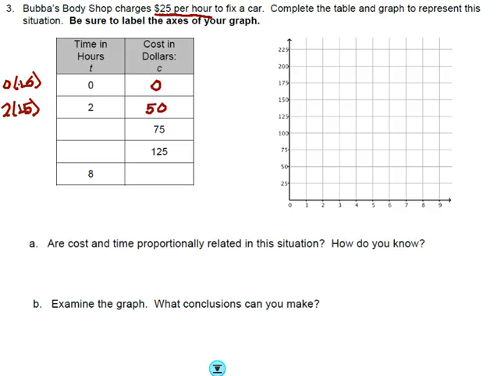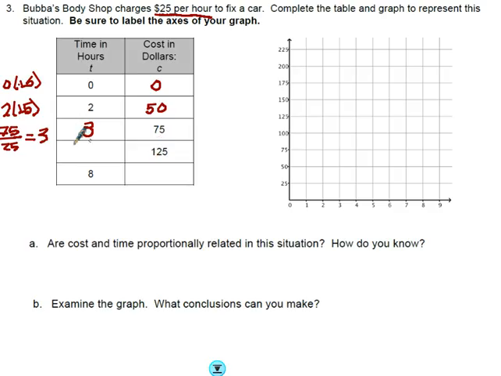So if you're paying $75 to fix the car, how many hours did it take? You can guess or you can work backwards, but mathematically what you could do is divide 75 by 25. So if you do 75 divided by 25, and notice I always use fractions for division, you're going to get 3. So that means it's going to be 3 hours to cost you $75.